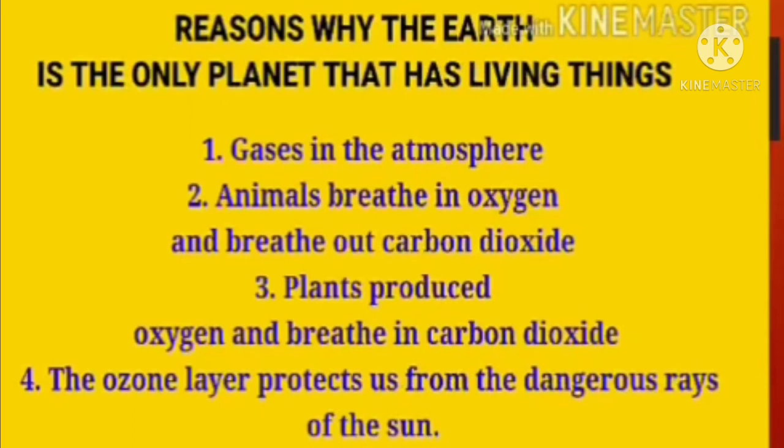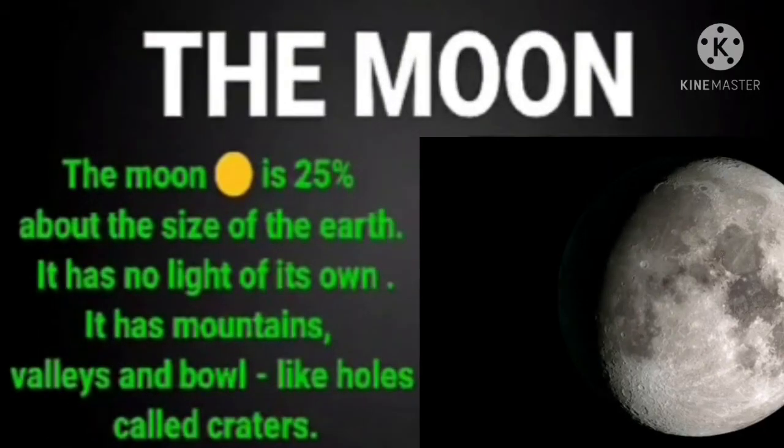Reasons why the earth is the only planet that has living things. First, gases in the atmosphere. So there is carbon, there is nitrogen, there is oxygen to help life live. Another reason why the earth is the only planet that has living things is that animals breathe in oxygen and then they breathe out carbon dioxide. Plants produce oxygen and breathe in carbon dioxide. Then the ozone layer protects us from the dangerous rays of the sun. Other planets, humans can't live in it. It's only in the earth planet that humans can live.